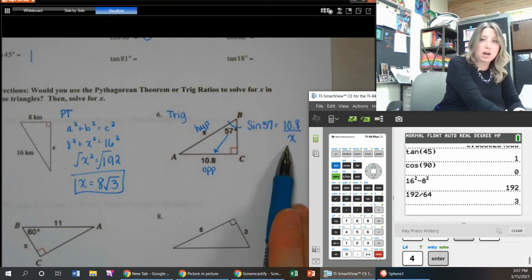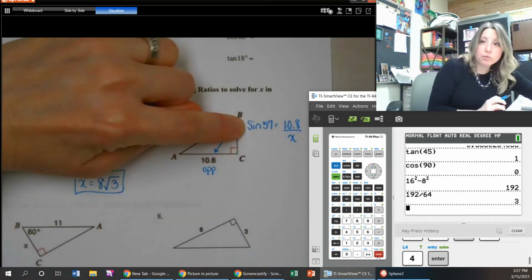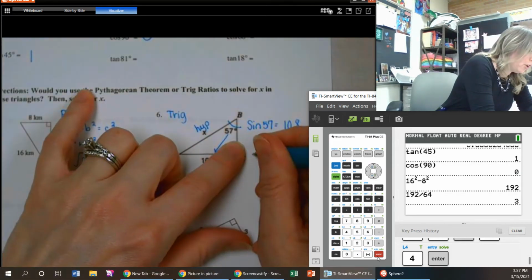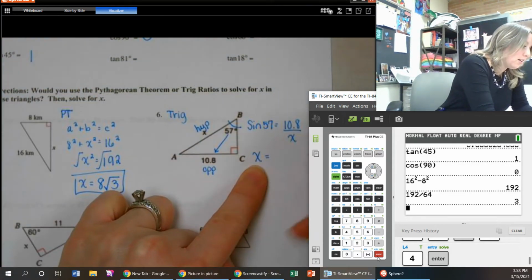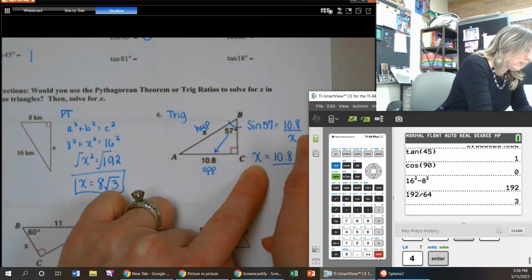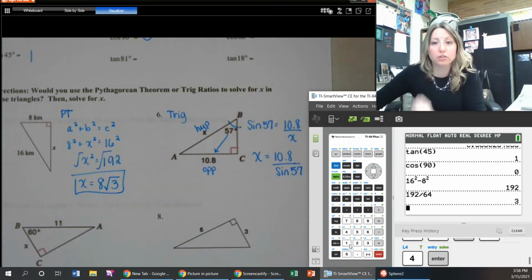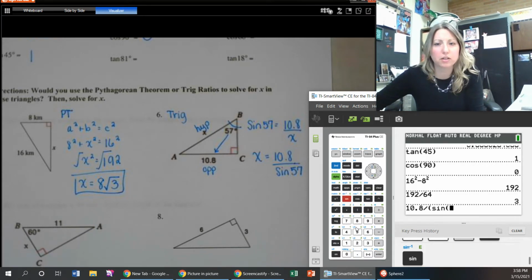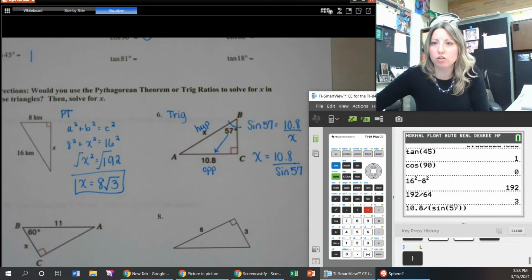Now, when x is your denominator in this ratio, flip the trig ratio and the x. So flip that around because it's like you cross multiply twice. And x is up here. Now you've got 10.8 divided by sine of 57. And again, I'm already in degree mode, but be sure before you're typing this in that you're in degree mode. So 10.8 divided by, and I'm just going to put it in parentheses because I'm nice and safe about that. Having had an 83 growing up, I'm very careful about those parenthesis usages.